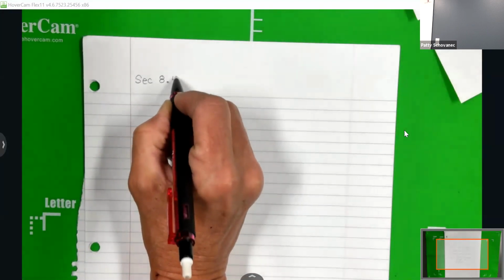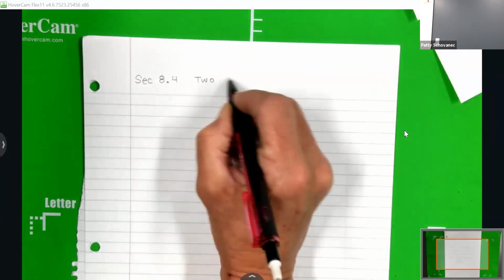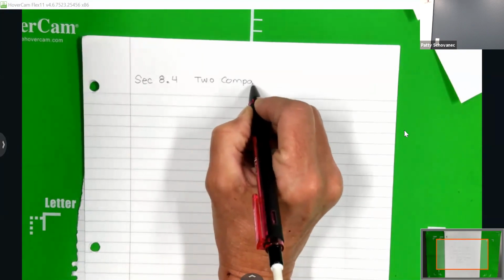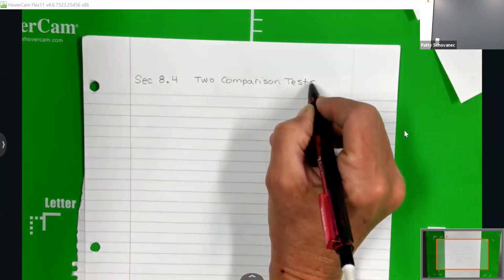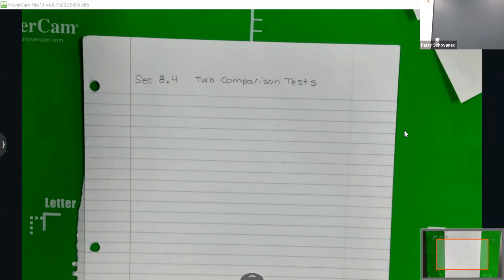Section 8.4. There are 2 comparison tests, because one comparison test just isn't good enough. It's always nice to have two of them. One comparison test is going to be called the direct comparison test, and the other one is going to be the limit comparison test. Both of them are used for series that contain positive terms only.